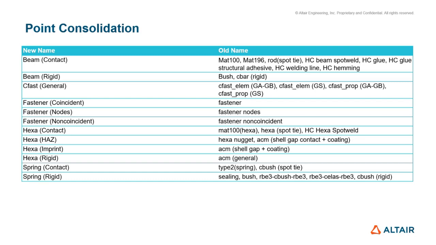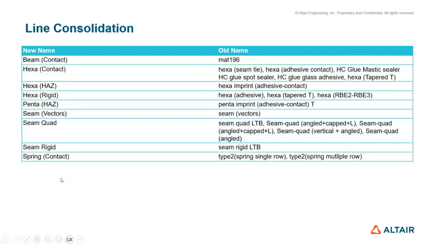So for example, some of these are a mix of Abacus and LS Dyna and Radios. They all now have the same naming convention, and that also extends to things like Spring Rigid, which used to be Sealing Bush, RB3 Bush, RB3 CLAS, C-Bush Rigid. All of these are also now consolidated within Spring Rigid. The same thing for the line consolidation. We've also extended that same sort of process and that same logic.